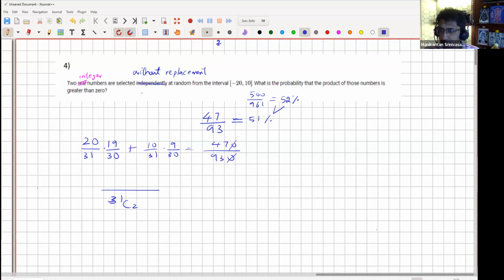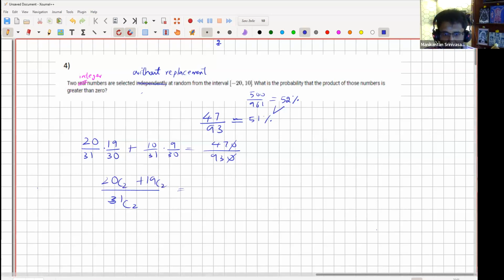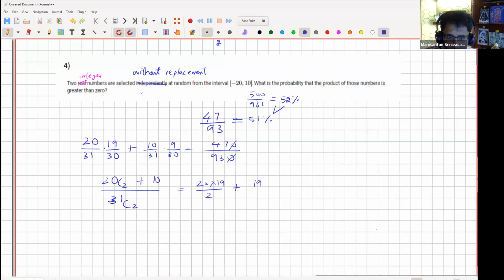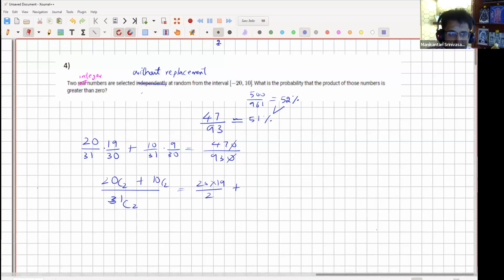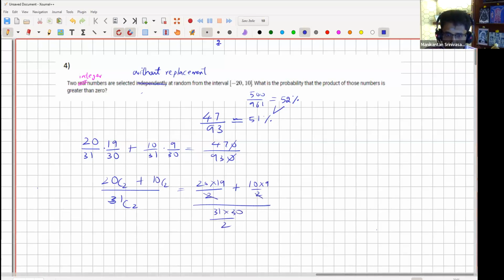It's without replacement. So 31 choose 2 is the denominator, and in the numerator, the possibilities where we have picked two negatives or the possibilities where we have picked two positives. So this will again simplify to the same thing, but I'll show you that it does. 20 into 19 by 2, and sorry, this is 10C2, 10 into 9 by 2, whole upon 31 into 30 whole by 2. If you divide by 2 everywhere, it's exactly the same as the previous expression: 20 into 19 plus 10 into 9 upon 31 into 30. Okay, does it make sense? All three variants? Okay, good.